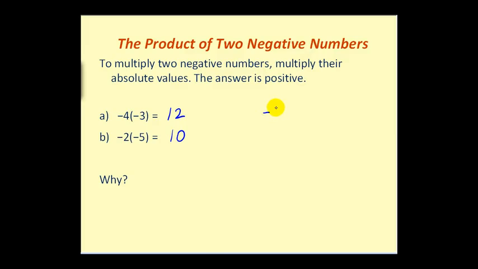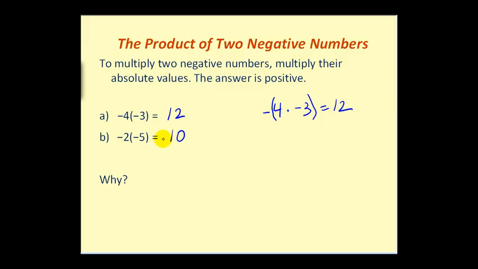Remember that when we write down the number negative 4, we could think of this as the opposite of positive 4. So when I multiply this by negative 3, I could view this as the opposite of positive 4 times negative 3. Well, based upon our previous argument, positive 4 times negative 3 is negative 12, and the opposite of negative 12 would be positive 12.